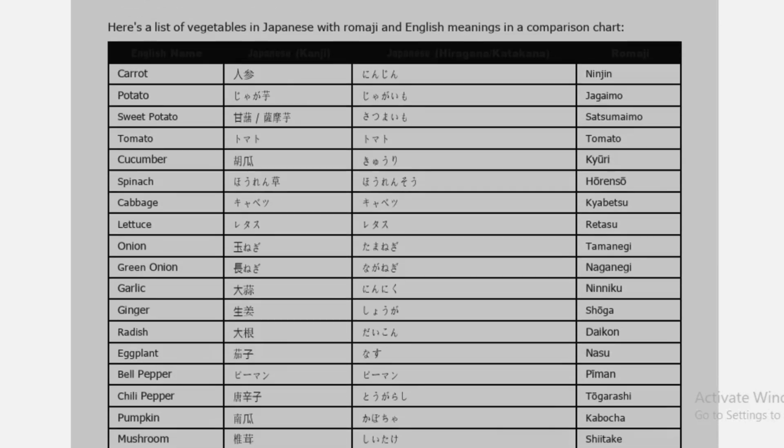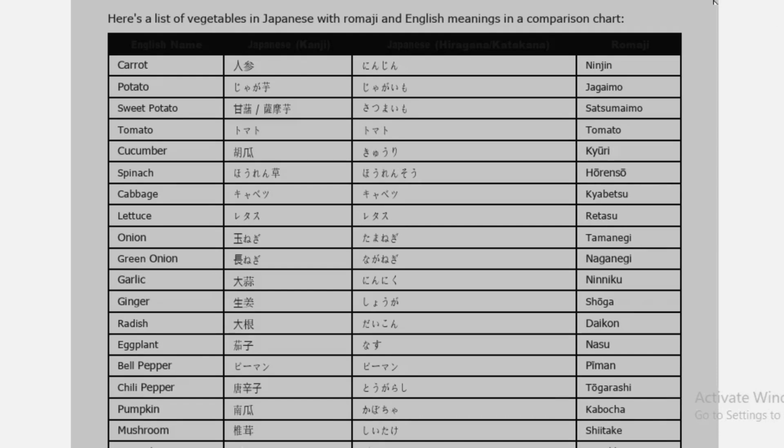So, this is our vegetable chart. And this is English names. This is Japanese with kanji. And this is hiragana or katakana. And this is romanized form of Japanese, means romaji.